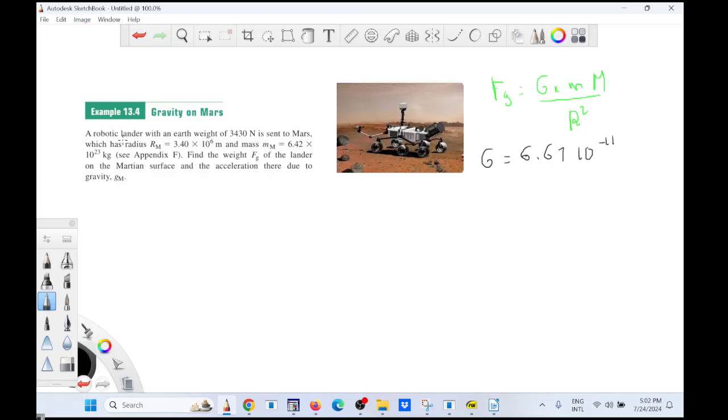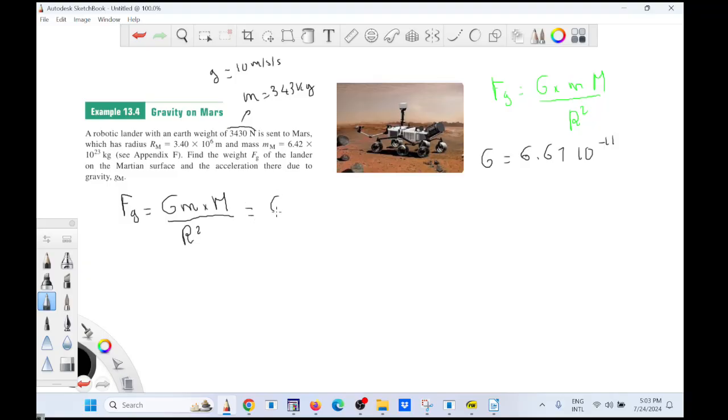So just maybe a way to work on the scientific notation numbers. Anyway, robotic lander, so the weight is here. If I take on Earth about 10, okay, I'm rounding, that means the mass here is 343 kilograms. And this is on Mars. So the force due to gravity on Mars, the weight of this lander on Mars, is going to be G, the mass of the lander, the mass of Mars, divided by the radius of Mars squared.